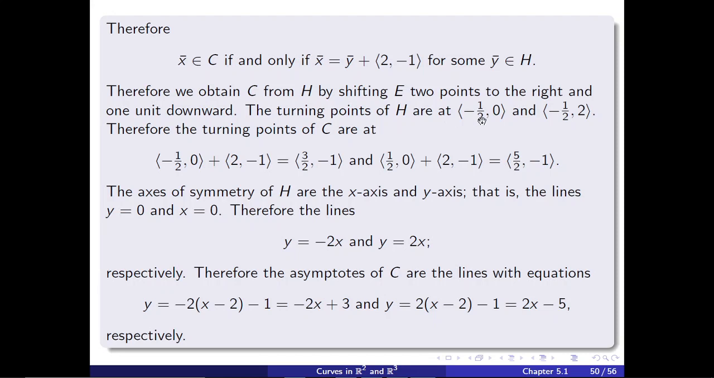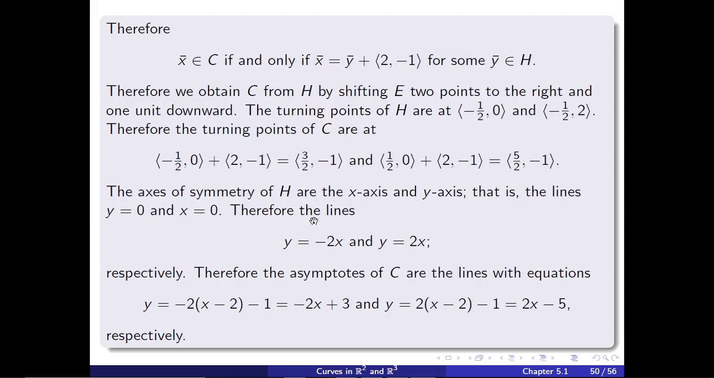So the turning points of H are at (minus a half, 0) and (a half, 0). Therefore for the turning points we add the point (2, minus 1) to these points, right? And then we get (3 over 2, minus 1) and (5 over 2, minus 1). And then the axes of symmetry of H are the lines y is equal to 0 and x is equal to 0.